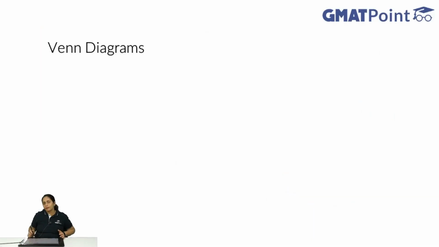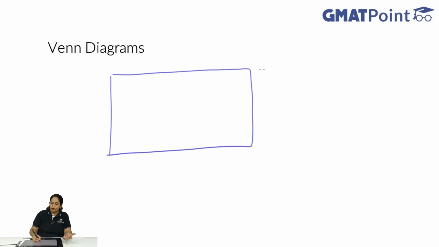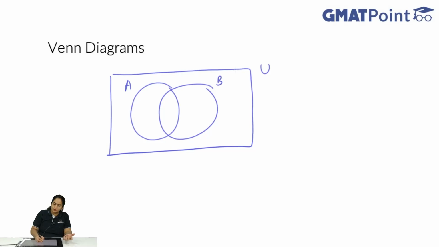A lot of you who would be aware of set theory would have already come across Venn diagrams. Venn diagrams are a visual representation of sets. So if you have a universal set, that is the set of all possible items, and a set A is basically a subset of the universal set. There is another set B which is also a subset of the universal set, and this Venn diagram shows the number of elements that are common between A and B.